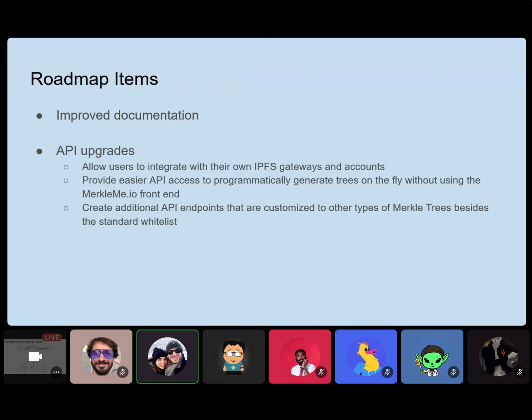And then roadmap items, some things that we want to work on are improved documentation, and then some improvements on the API. So for example, allowing users to integrate their own IPFS gateway or own accounts. So there's not just Pinata, there's other services that interact with IPFS. So it would be nice for them to be able to use their own accounts. Provide easier API access to do this programmatically without having to go to the front end and do it. And then also create additional API endpoints for custom Merkle Tree applications other than the standard whitelist.